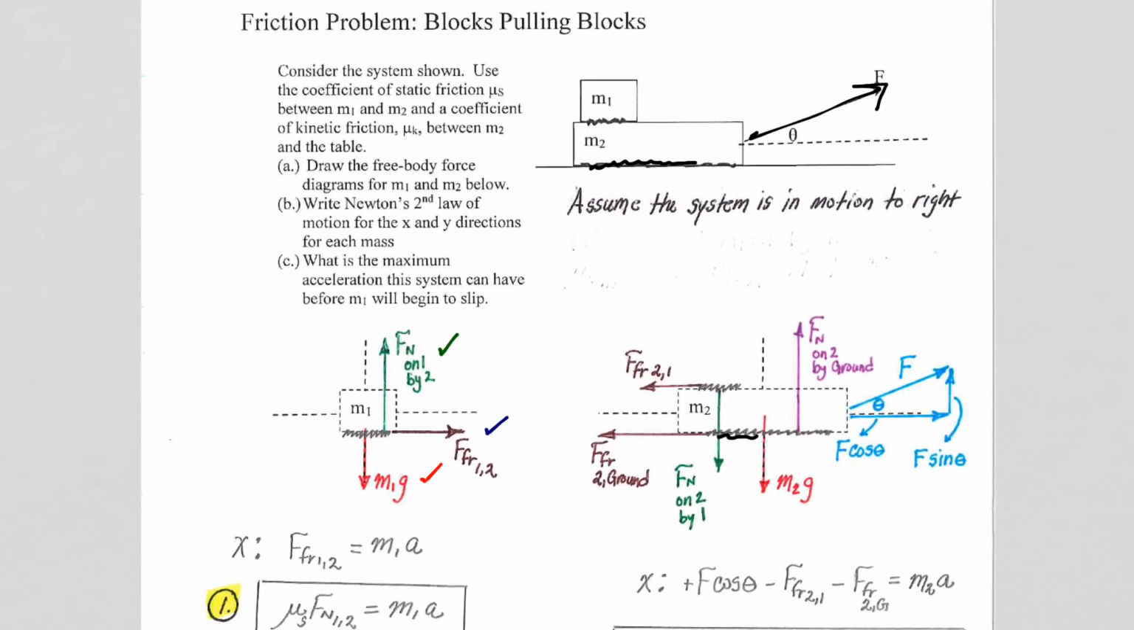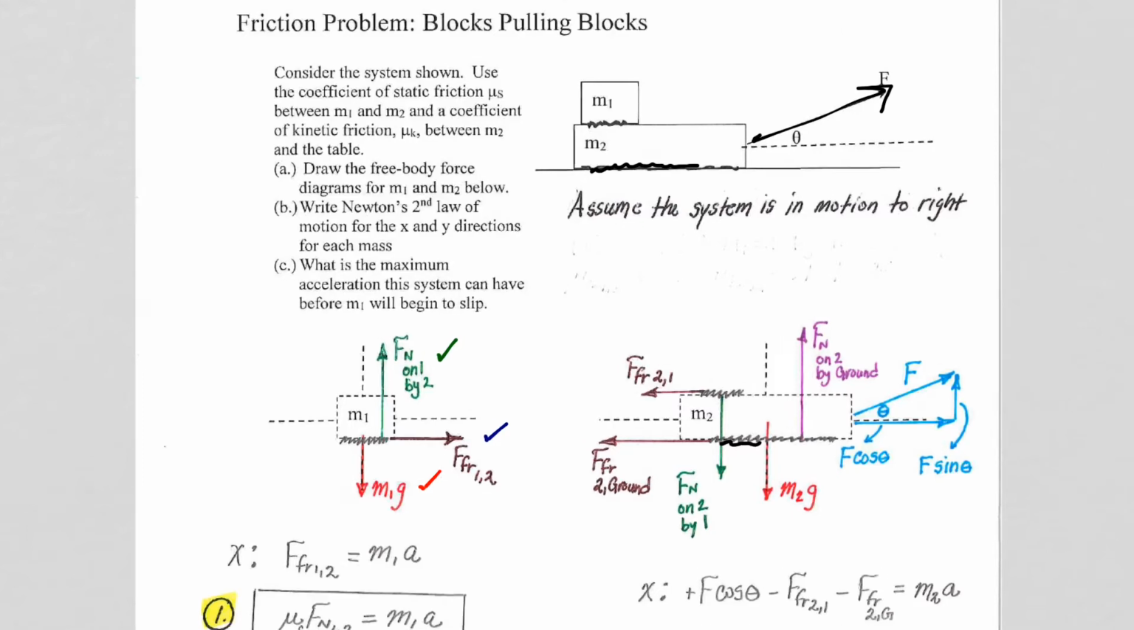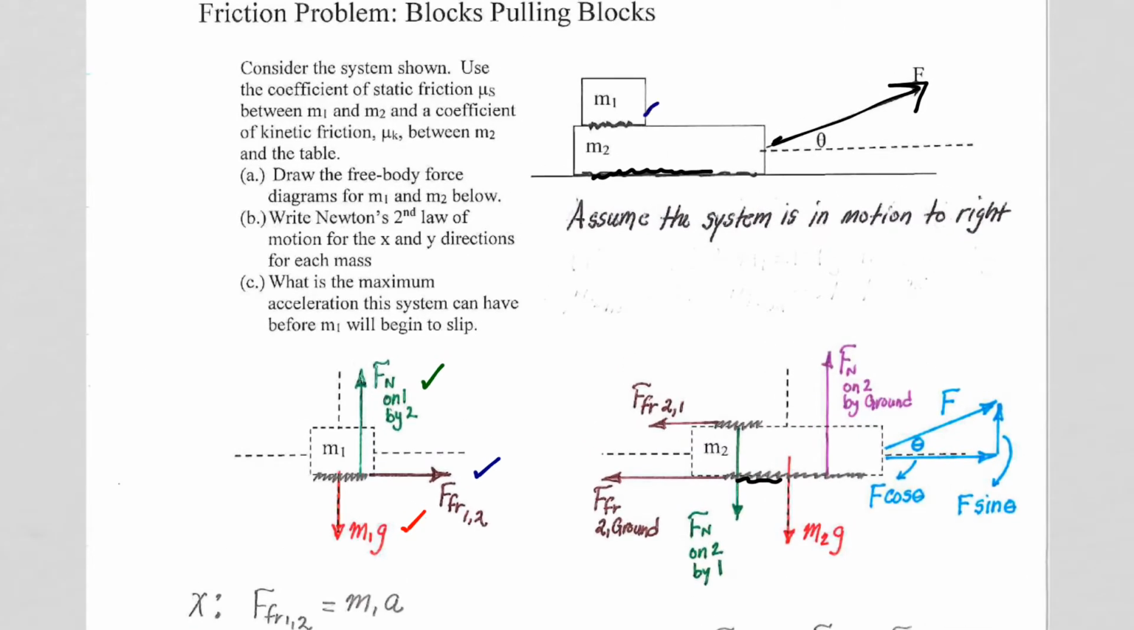Well, anytime you want to understand what friction is doing, imagine the problem without friction in it at all. So if there's no friction between M1 and M2, when you pulled on M2, M1 would not move at all, right? So if there was no friction in here, M1 would not move. You would simply slide M2 out from underneath M1, and M1 would fall straight down to the ground below.